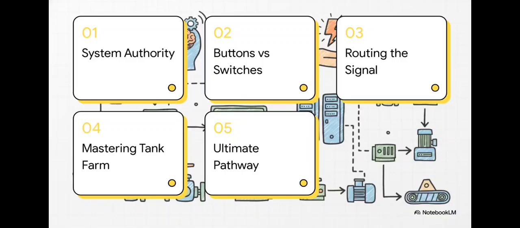Okay, let's dive right into this. Here's our roadmap to make sense of it all. First, defining system authority. Second, buttons versus switches. Third, routing the control signal. Fourth, mastering the tank farm. And finally, the ultimate command pathway.